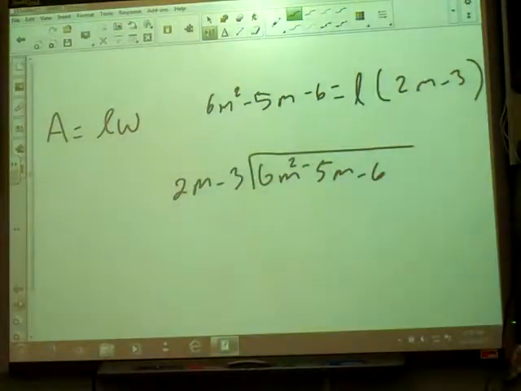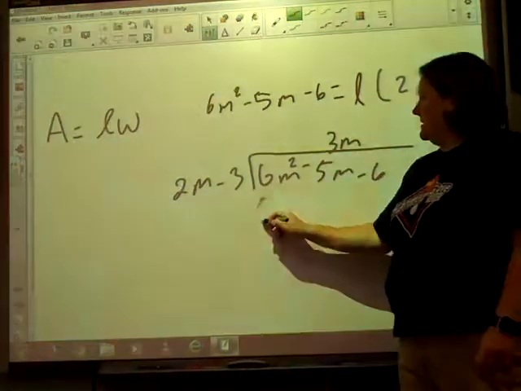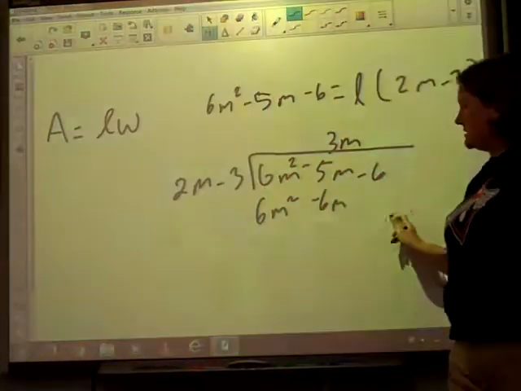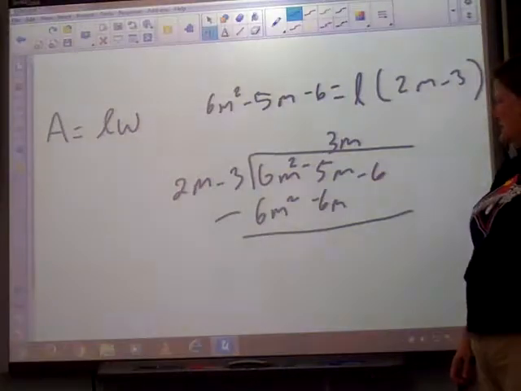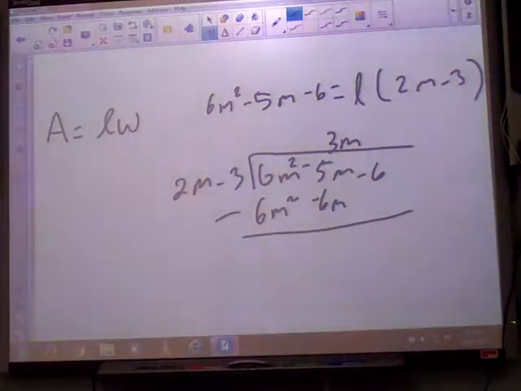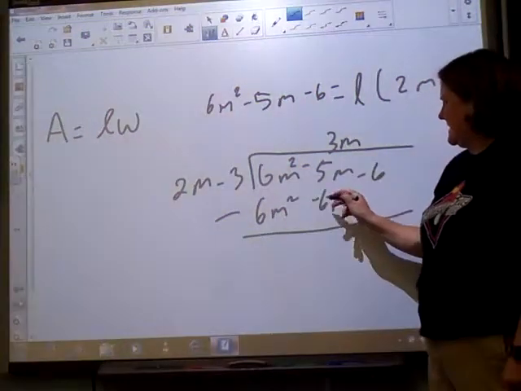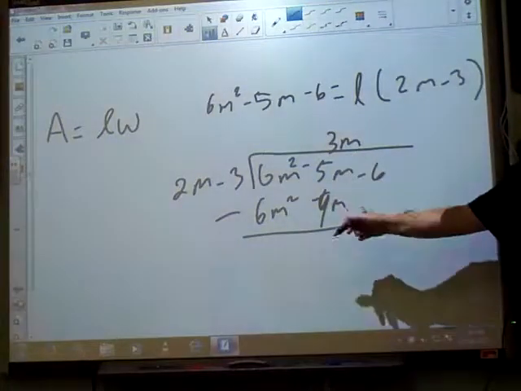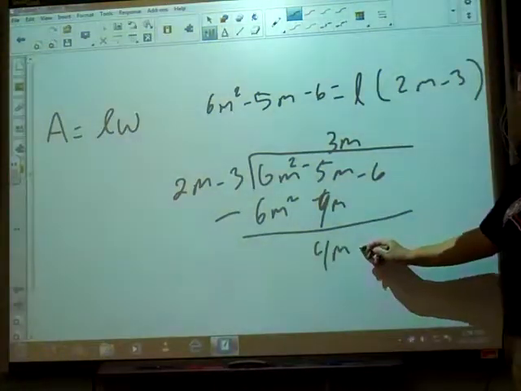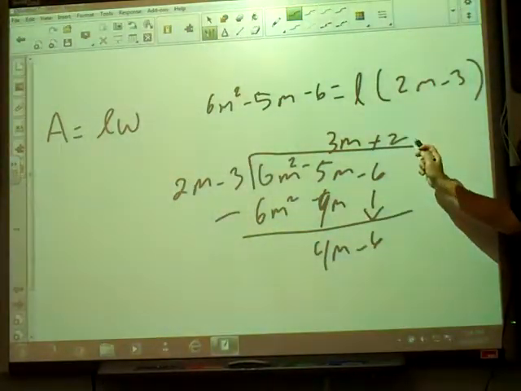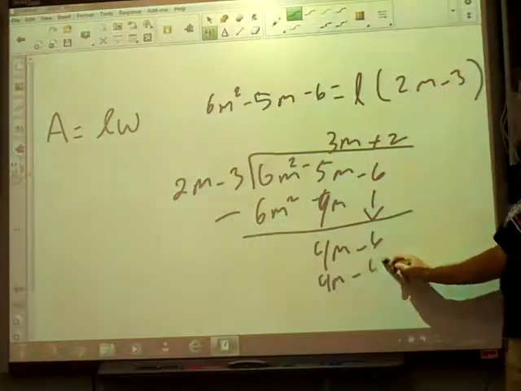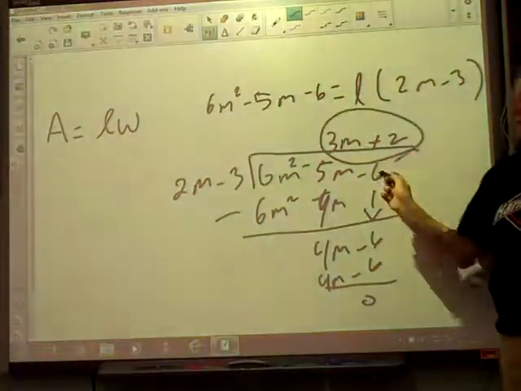2m times what is 6m squared? 3m. Distribute 3m to both of these. 6m squared minus 6m. Subtract. Negative 5 minus negative 6. I think I've written something down wrong, haven't I? Is it supposed to be negative 6m? Nope. 3 times negative 3 is negative 9. Thank you. Negative 5 minus negative 9 is 4m. 2m times what is 4m? Good. 2. 2 times 2m is 4m. 2 times negative 3 is negative 6. Nothing left over. There was your answer.